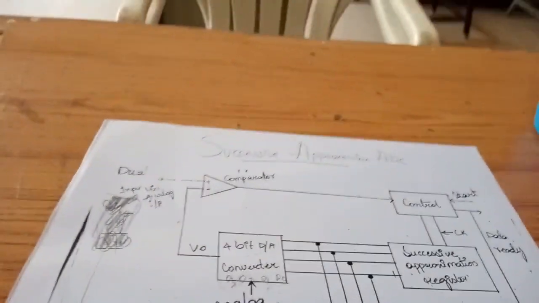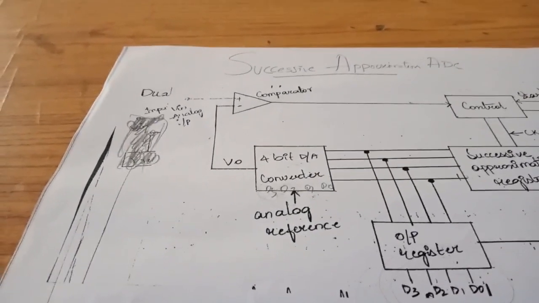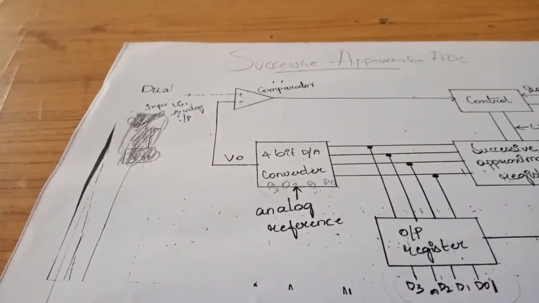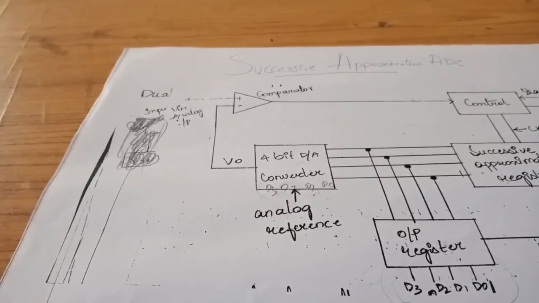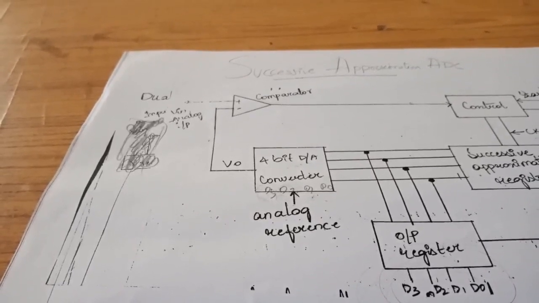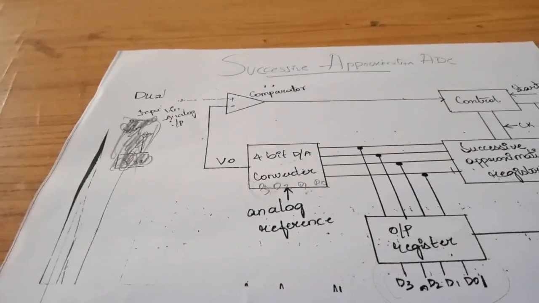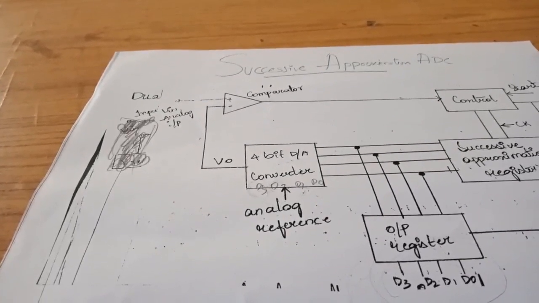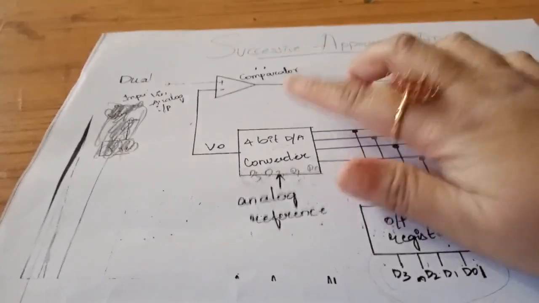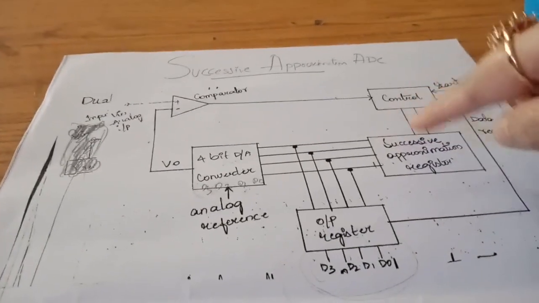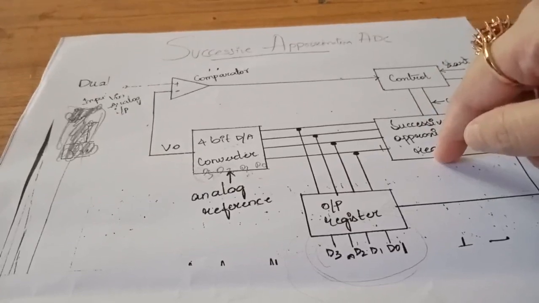So what is the answer? Successive approximation A to D converter means analog to digital converter. It will compare the analog input with the digital, and after comparing, if approximation is there, it will give the final output. So here first the digital output will be compared with the analog input. After comparing, it will pass to the control logic. Control logic will pass to the successive approximation register.